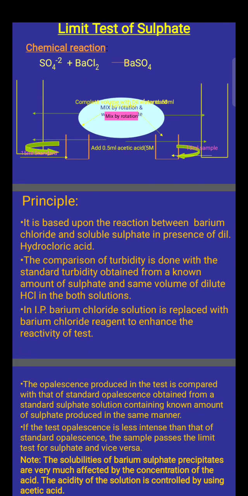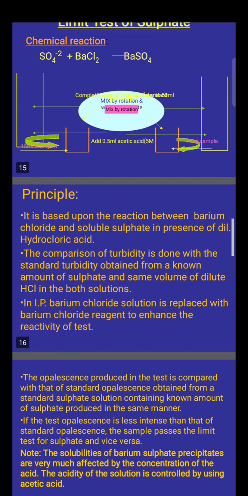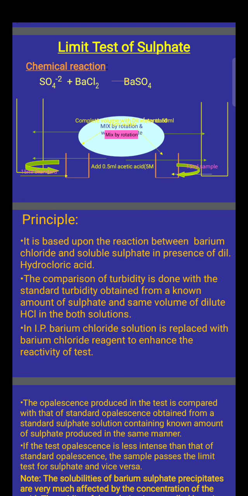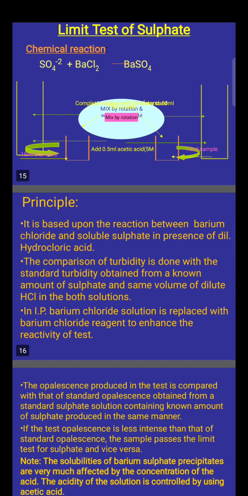Chemical reaction is given over here, but before that we should know the procedure which is required for the limit test of sulfate. Whatever the chemicals which are required in limit test of sulfate are given: barium chloride. First of all, sulfate will be there as a standard sulfate solution. Barium chloride will be there. Then acetic acid is also required in the limit test of sulfate.